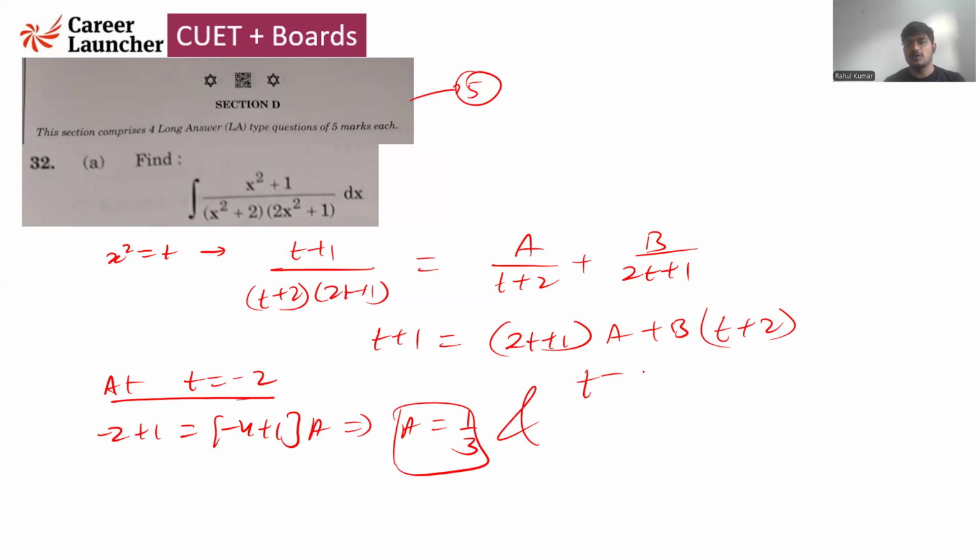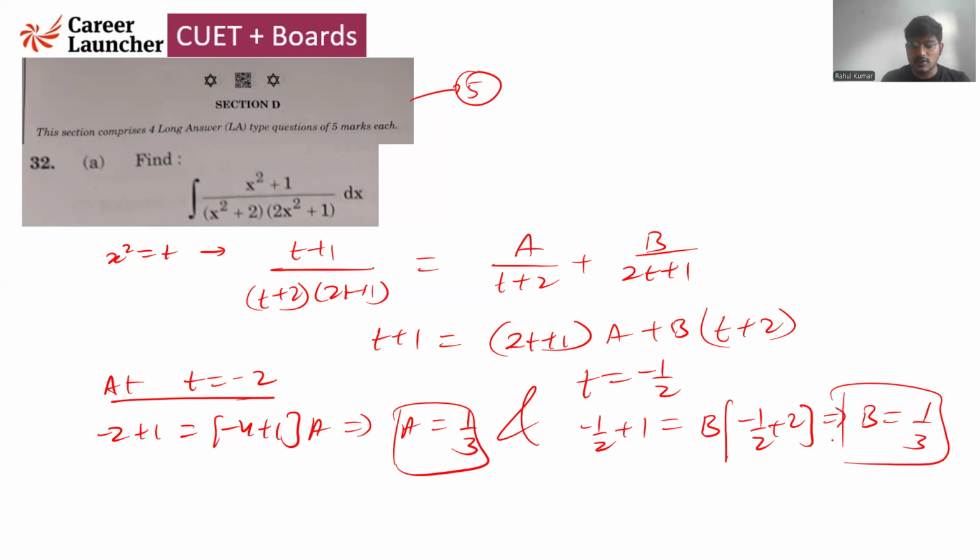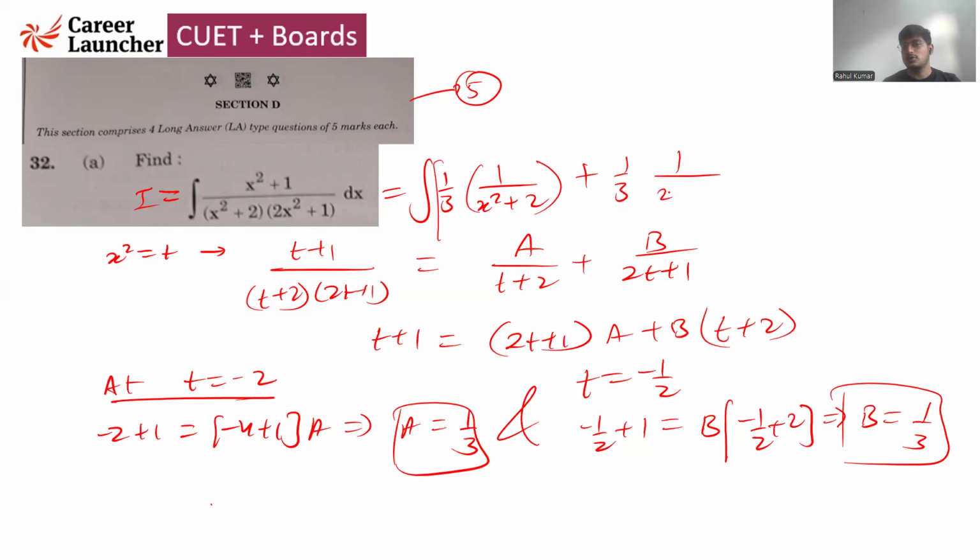And when you substitute t equal to minus 1 by 2, you will get minus 1 by 2 plus 1, which is equal to B times (minus 1 by 2 plus 2). Again, the value of B is 1 by 3. You can recheck this by substituting 1 by 3 here, and you can easily get the answer. So your integral, let me label this as I, will become the integration of 1 by 3 of 1 upon (x square plus 2) plus, let me write in square format, 1 by 3 of 1 upon (2x square plus 1).